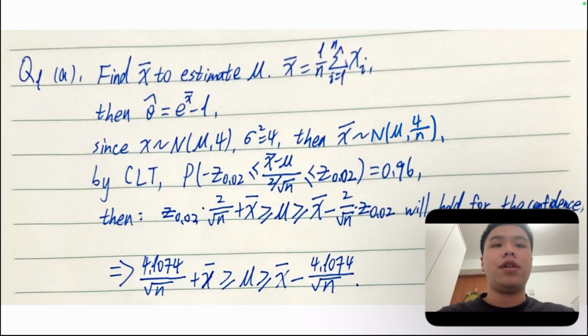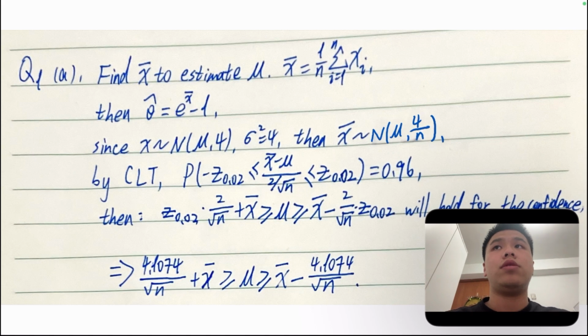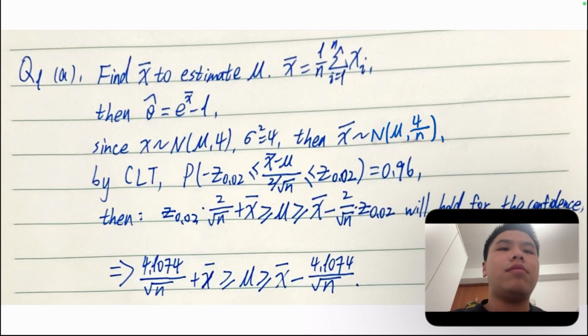Okay, let's first look at question 1. In question 1, we have the question about the estimator. First, we need to estimate the mu in the normal distribution, which represents the mean value. Here, we directly estimate mu by x bar. We simply sum up all the xi and divide it by n.